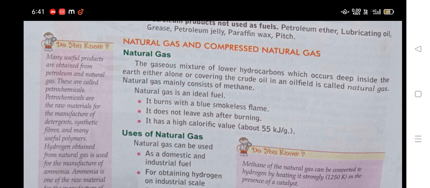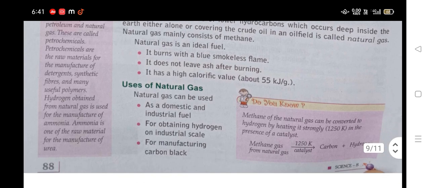Natural gas is an ideal fuel. It burns with a blue smokeless flame. It does not leave ash after burning. It has a high calorific value, about 55 kJ per gram.